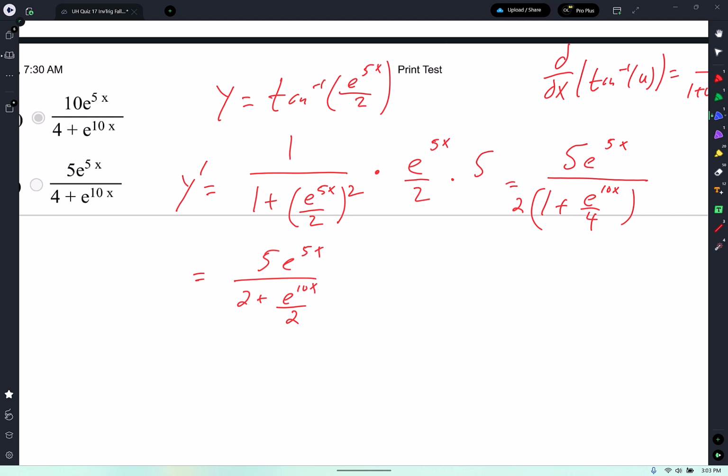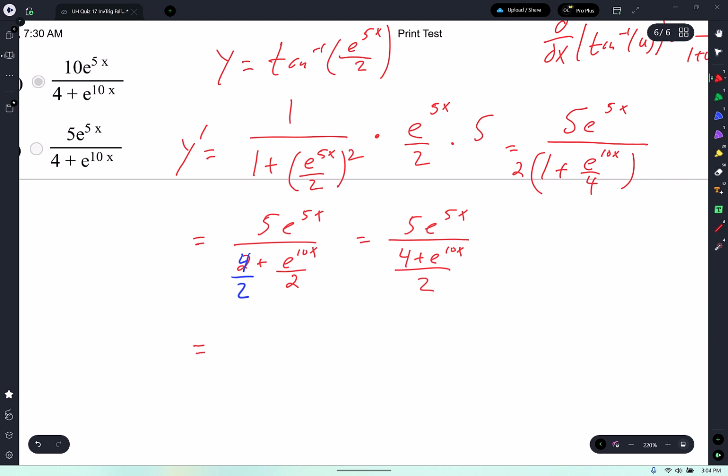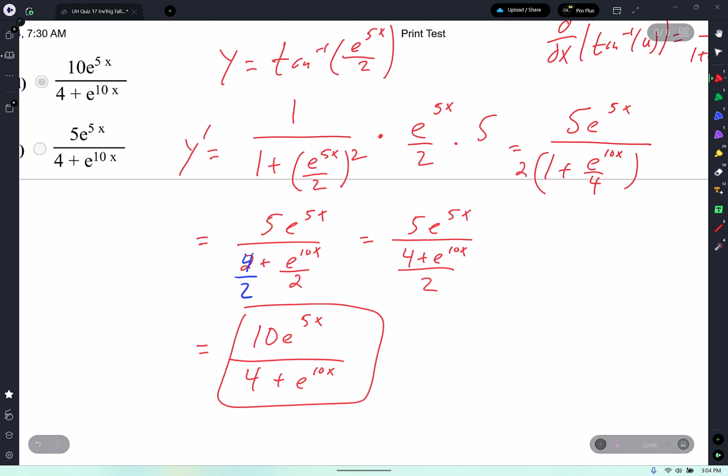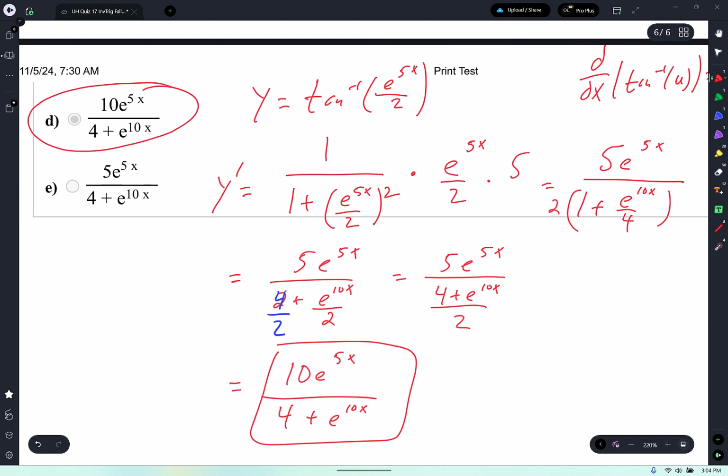I'm going to go ahead and do a common denominator in the denominator. Does that make sense to say that? So I'm going to turn that 2 into a 4 over 2. And then look what I have now. 5e to the 5x over 4 plus e to the 10x. This is over 2. Keep, change, flip. What's 5 times 2? So there it is. We got our answer. 10e to the 5x over 4 plus e to the 10x. Look for that answer. And there it is. All right, guys. We are done.